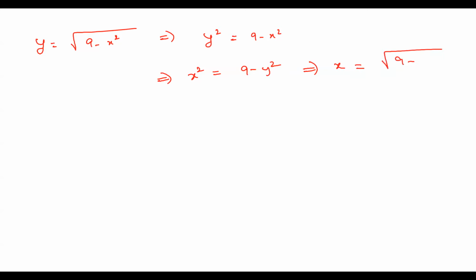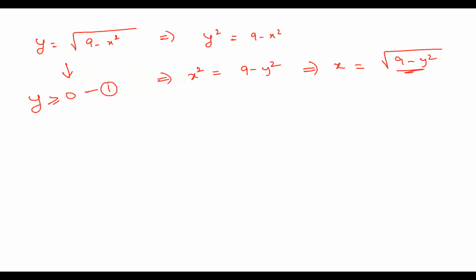So listen. y is equal to root of 9 minus x square, which implies y square is equal to 9 minus x square. From here, what can I say? x square is equal to 9 minus y square, which implies x is equal to square root of 9 minus y square. So first of all, from the question itself, what can you say? y is greater than or equal to 0. That is equation number 1.